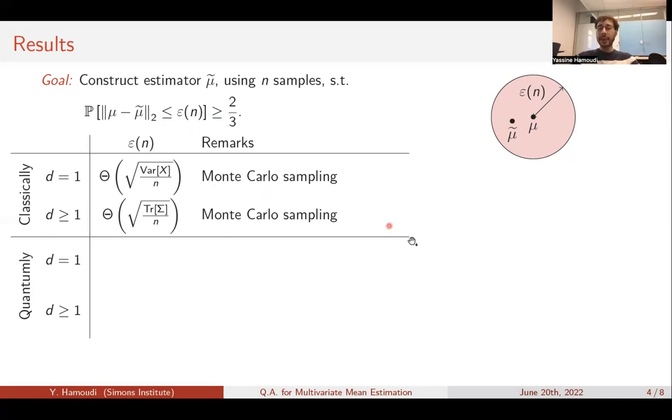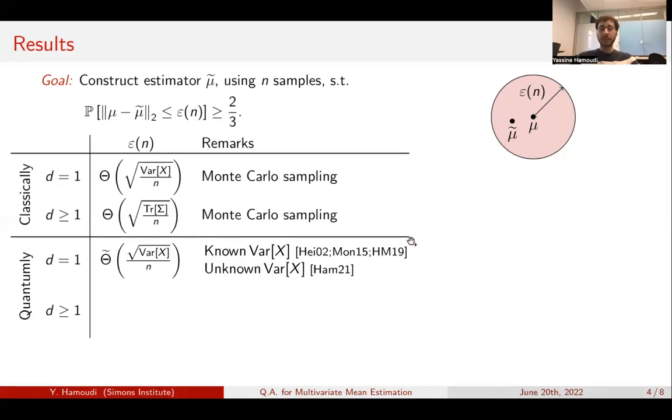Now, if you get access to quantum oracles, in dimension 1, it has been shown in the last few years that you can obtain something which is better than what you can do classically. Instead of having a square root dependence on n, you can have a linear dependence on the sample complexity. And this is again optimal up to logarithmic factors. Now the contribution of our work is to consider the case of higher dimension.